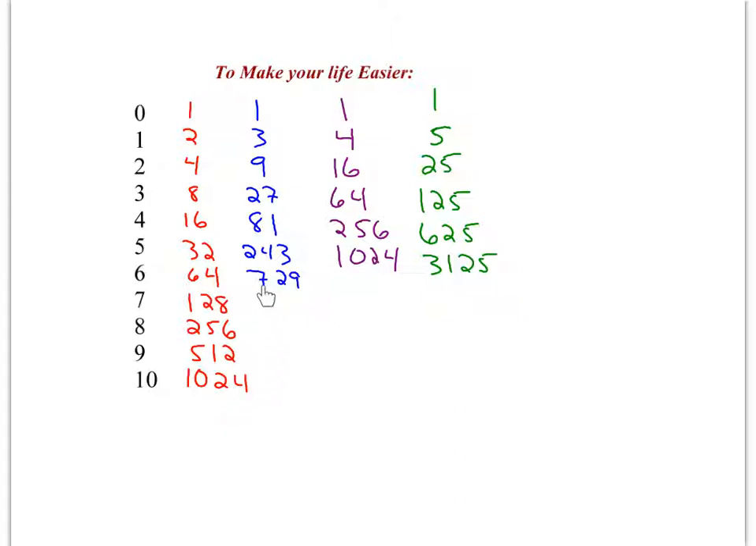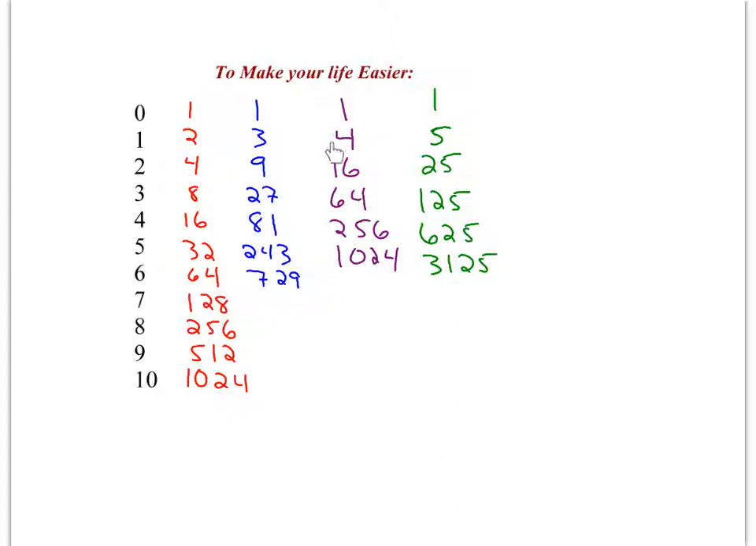1024. In blue, these are our powers of 3. 3 to the 0 is 1, 3 to the 1 is 3. 3 to the second, of course, is 9. 3 to the third is 27. And we go all the way down to 3 to the 6 is 729.